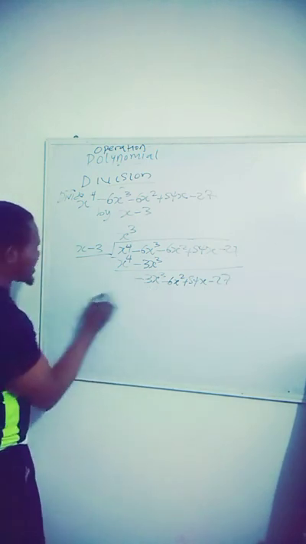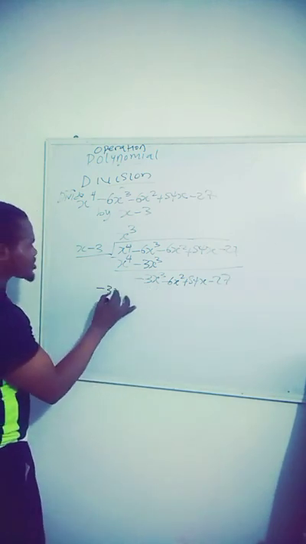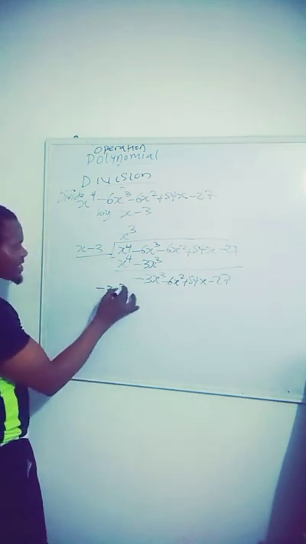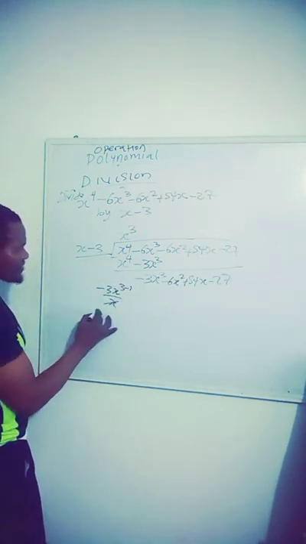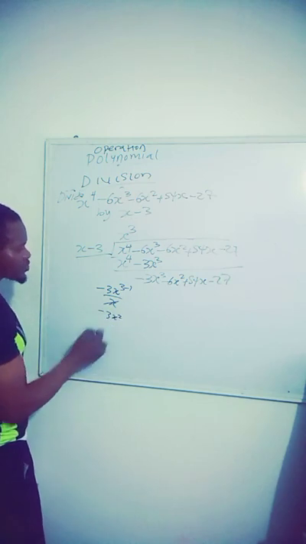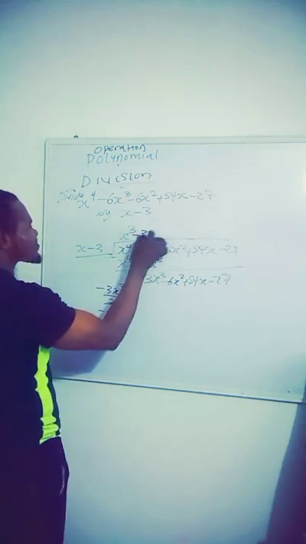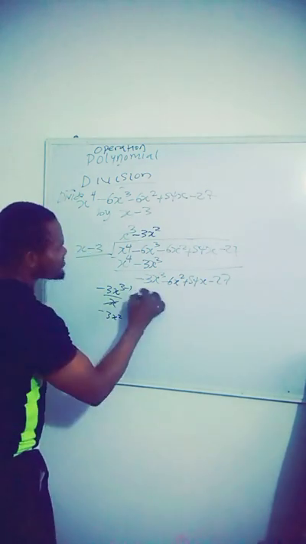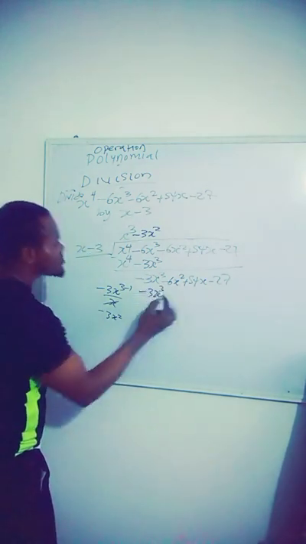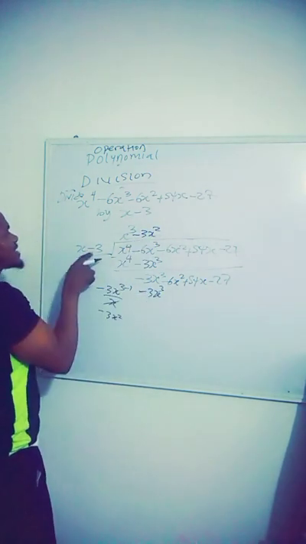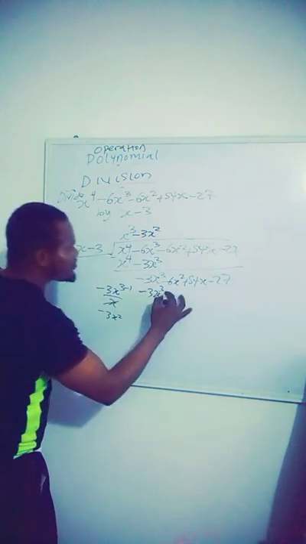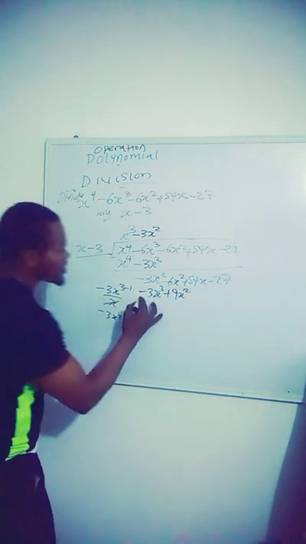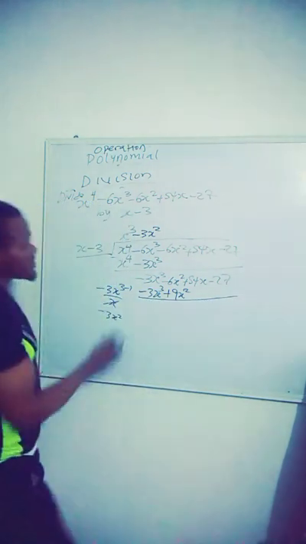This is the first one you are dividing. Minus 3x cubed divided by x. So x will take 1 out of this. So you are having minus 3x squared. So minus 3x squared times x, you have minus 3x cubed. Times minus 3, that will give you plus 9x squared. So you subtract.